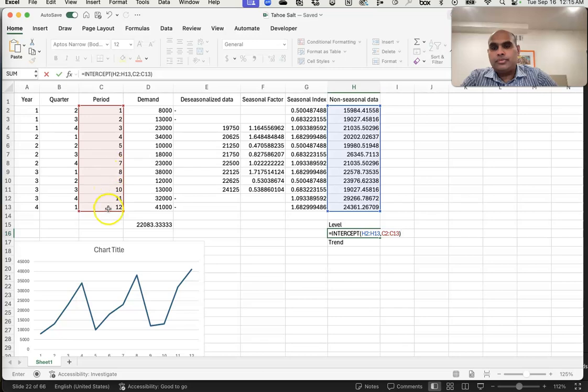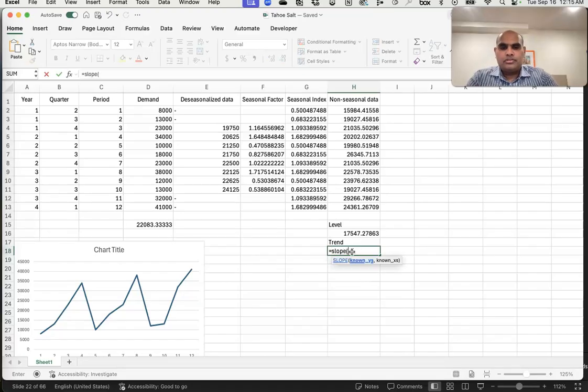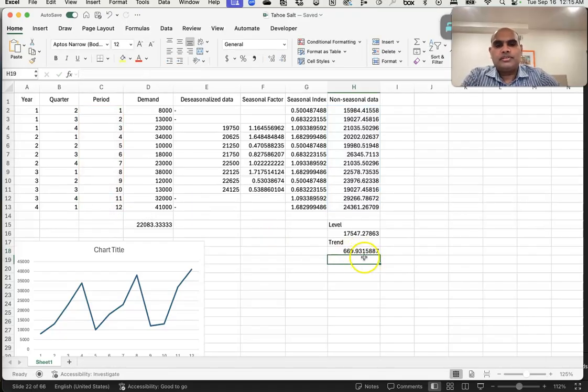Time values will always be on an increasing trajectory. So that gives you the level, and finally the trend. Trend is the slope, like I said. It's the slope of all the y values and the corresponding periods. There you go. So slope is 669.93 and level is 17,547.27. Now once you have level and trend, you can use this to forecast for, let's say, the next 3 quarters of season 4. And how do you do that?